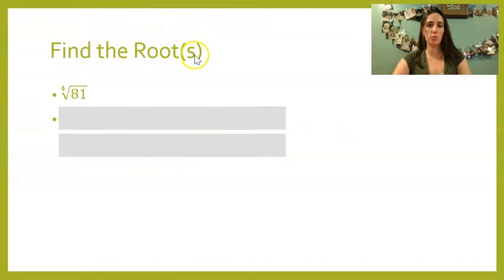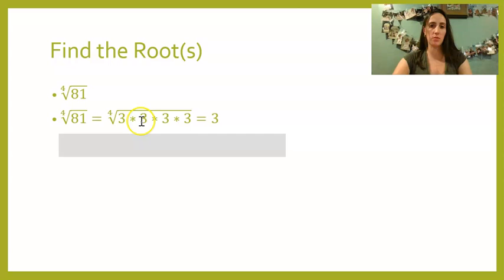Find the root or roots, the fourth root of 81. So what we want to do, because it's a fourth root, is ask ourselves, what number do we multiply by itself 4 times that's going to equal the number 81? Well, I can break 81 into 3 times 3 times 3 times 3.